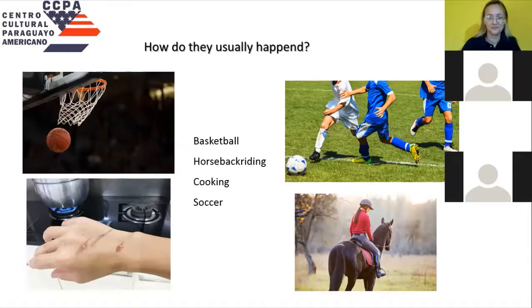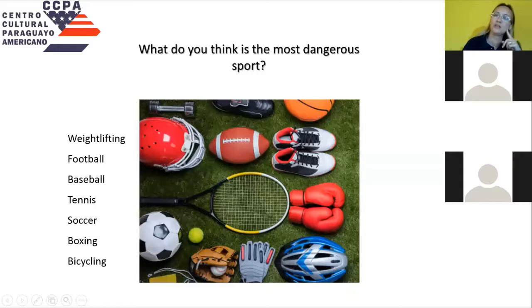Okay, what else? What do you think is the most dangerous sport? So based on the pictures that we have here, what do you think is the most dangerous sport? Can you write on the chat box? We have weightlifting. Weightlifting is when you have muscles, you go to the gym and you do the weightlifting. Then we have football, American football. Then you have baseball, tennis, soccer, boxing, bicycling or cycling.